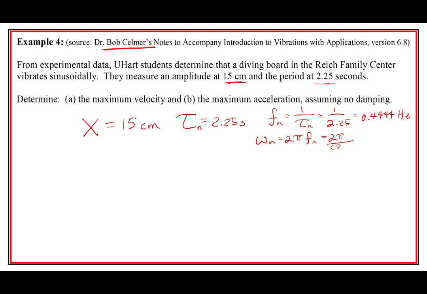So 2 pi multiplied by 0.4444, and we end up equaling 2.793 radians per second.